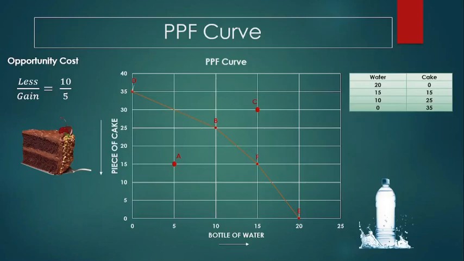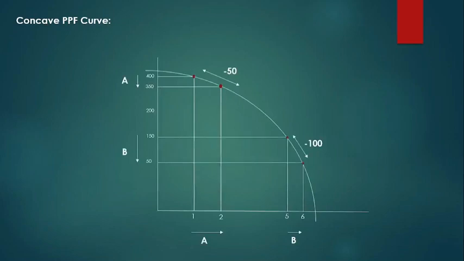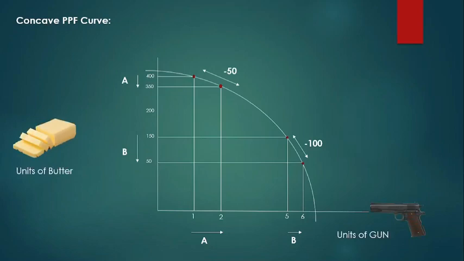The PPF curve always varies depending on many factors, and in this video I will explain three types of PPF curves one after one. So in this slide we can see that the first one is the concave PPF curve, and this is a practical example of two goods. The concave PPF curve is also known as increasing opportunity cost. So let's explain why this concave PPF curve is called the increasing opportunity cost.